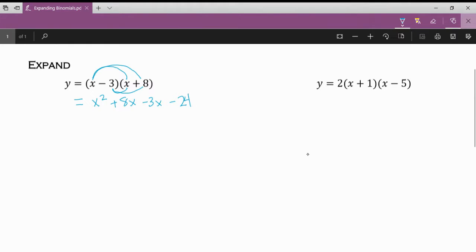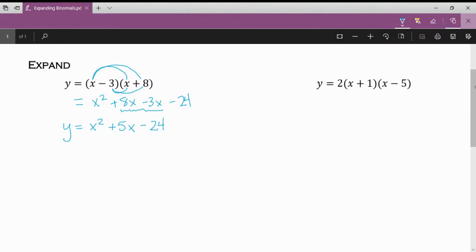Then what you want to do is make sure that you collect all of your like terms. So here we have two x terms that we can simplify. So we're going to have x squared, and then 8x minus 3x is positive 5x, and then the -24 is hanging out on the end. All right, and that would be our final answer. Let's look at our second example.